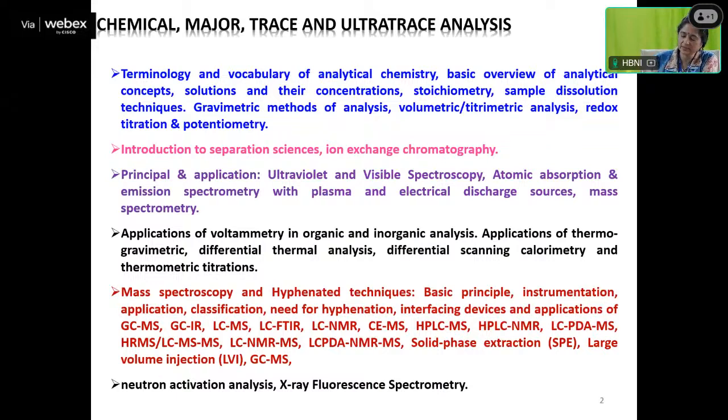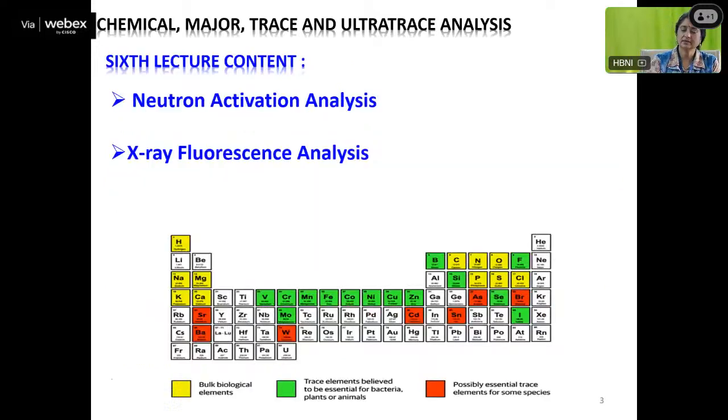So in this lecture, we will be covering the last part, neutron activation analysis and X-ray fluorescence spectrometry. This is just a periodic table, which is given here to show you the bulk, biological elements, trace elements, and possibly essential elements for a biological species, because the periodic table is an unavoidable part for an analytical chemist, and therefore I have just put it here.